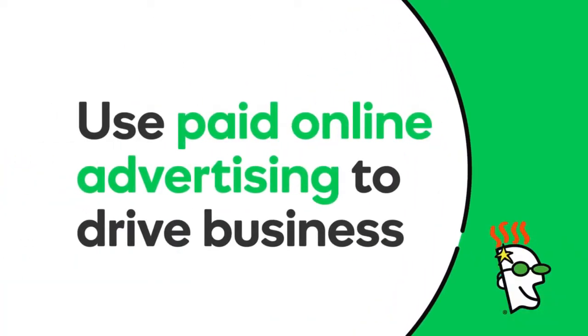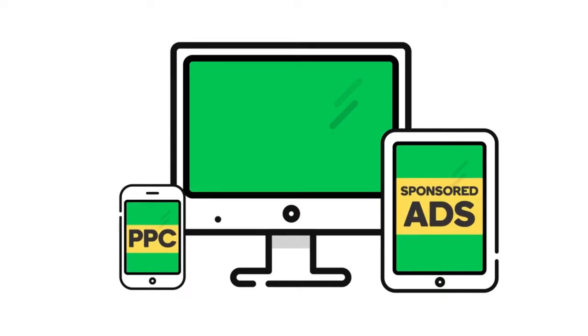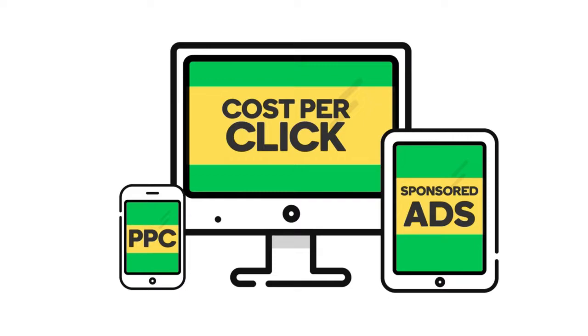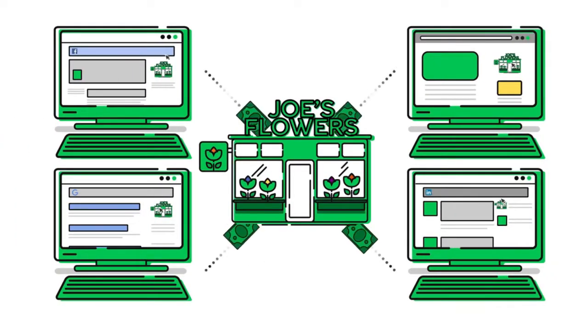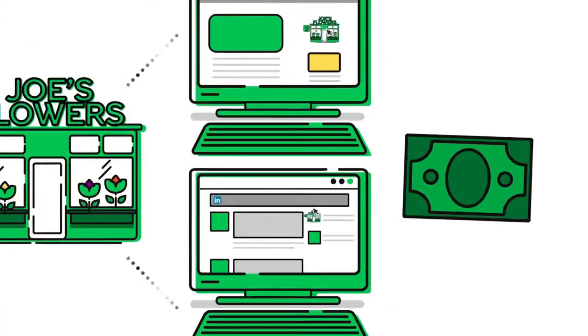One of the ways to market your products and services on the internet is paid online advertising. This video provides an overview of what paid online advertising is and how it can benefit your business. You may have heard the terms pay-per-click or PPC, sponsored ads, and cost per click. All of these refer to paid online advertising and mean essentially the same thing. Fee-based tools used to increase the visibility of your website on search engines and other high-traffic sites.